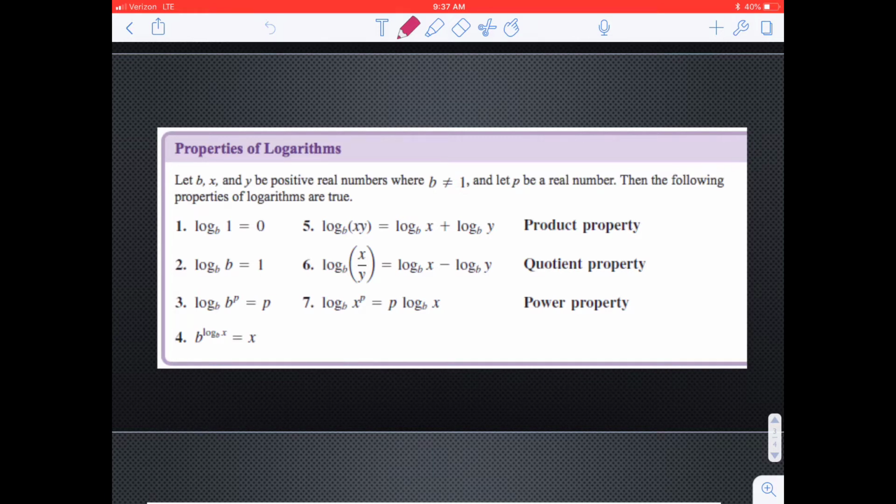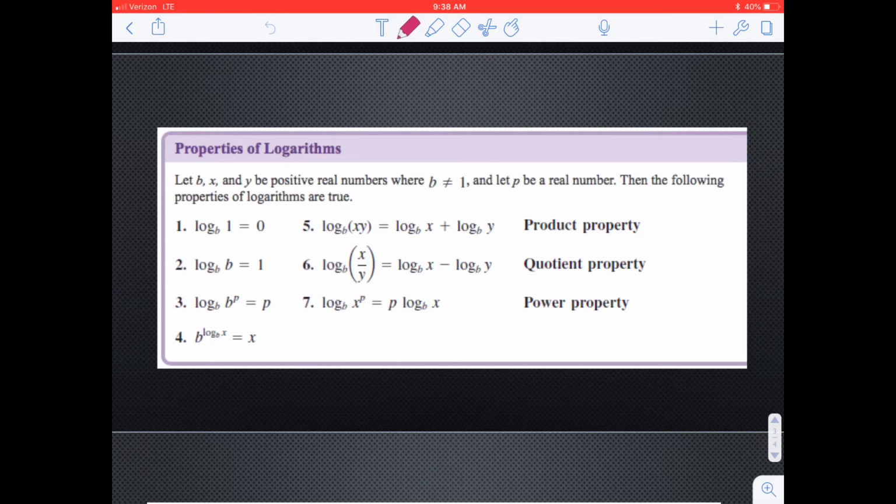Okay. All right, there are some additional properties of logarithms. Let b, x, and y be positive real numbers where b does not equal 1, and let p be a real number. Then the following properties of logarithms are true. Numbers 5, 6, and 7, we've already stated. Those are your product, your quotient, and your power property. But then we have numbers 1, 2, 3, and 4. 3 and 4 are not a big deal. We're not going to run into those often.